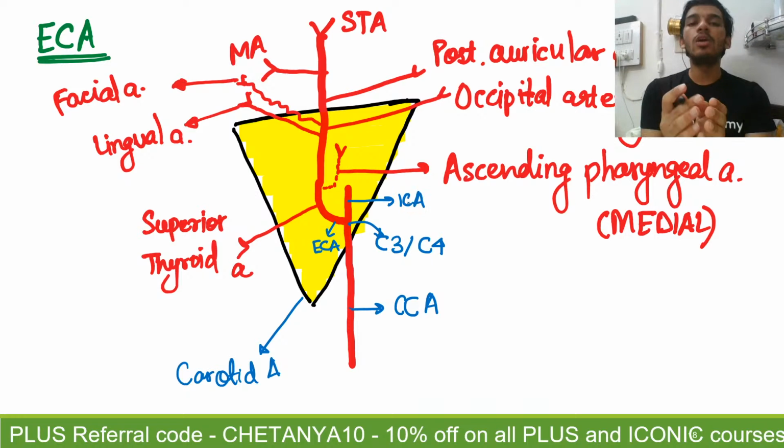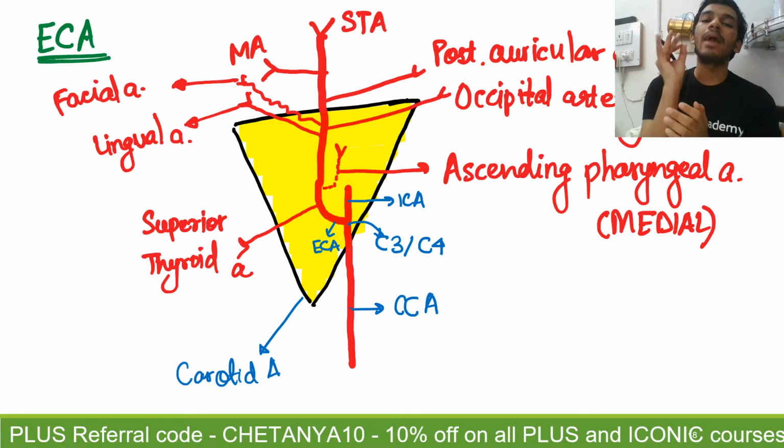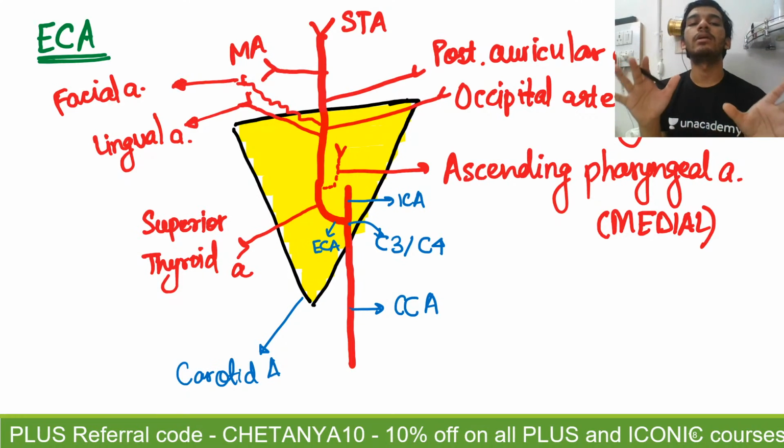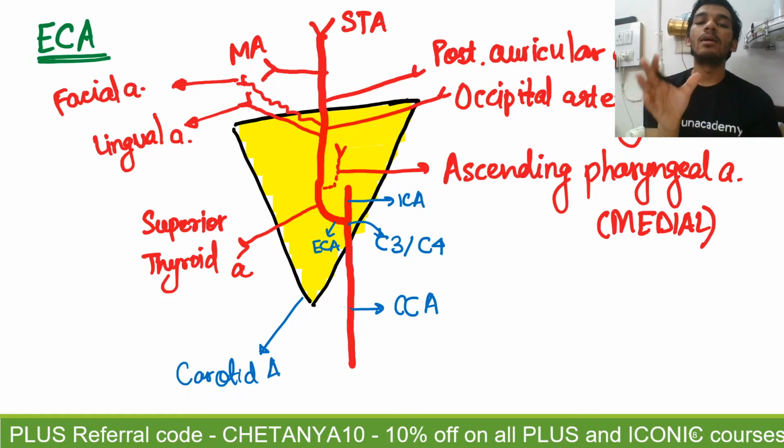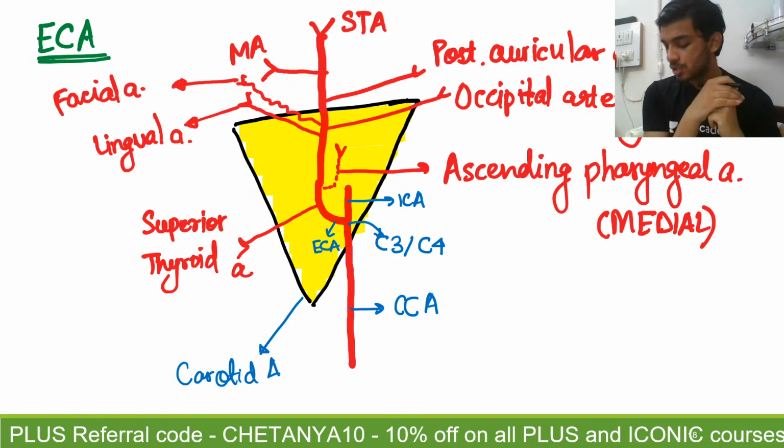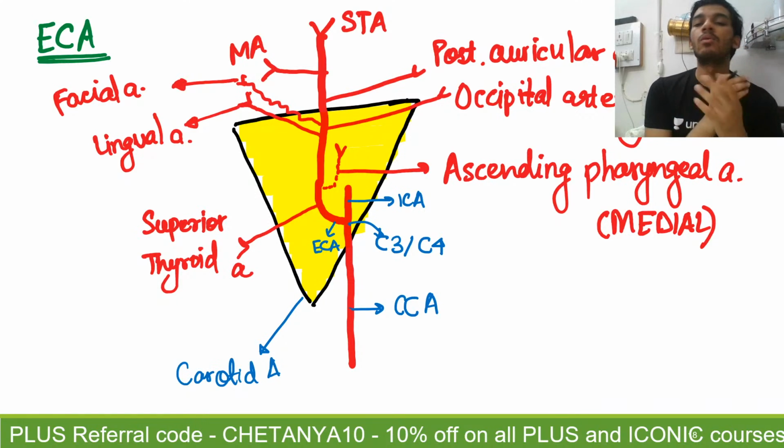As you can see, I have not drawn the internal carotid artery completely. Why? Because the internal carotid artery is not giving any branches in the neck region. This carotid triangle is present in the neck, so we are not focusing on the internal carotid artery. The internal carotid artery and the common carotid artery are present in what is known as the carotid sheath, where they are accompanied by the internal jugular vein and the vagus nerve, and they have some relations anterior and posterior to them. So let's start with the external carotid artery.